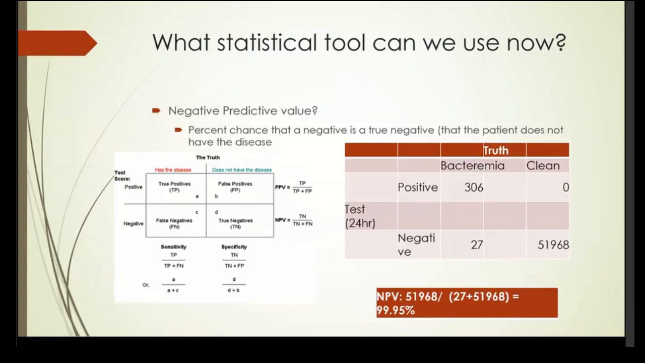And so how do we analyze that? We can circle back to look at that negative predictive value from before and start plugging numbers into our chart. So that negative predictive value is going to be the chance that a negative value is a true negative and the patient does not have bacteremia. And so our numbers here, positive blood cultures around 306 at this hour mark of definitive pathogens with 27 negative cultures at 24 hours. So plugging those numbers into our equation, which you can see in the left chart, negative predictive value is going to be those true negatives over true negatives and false negatives. And so that ends up being almost 99.95%, which seems very high and definitely is a pretty good negative predictive value.